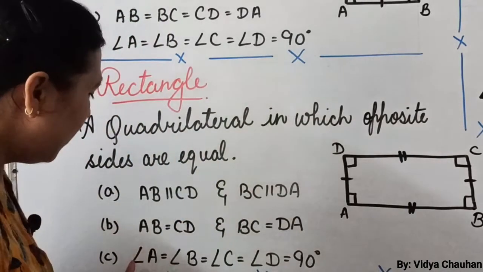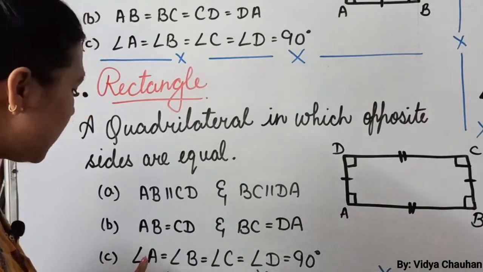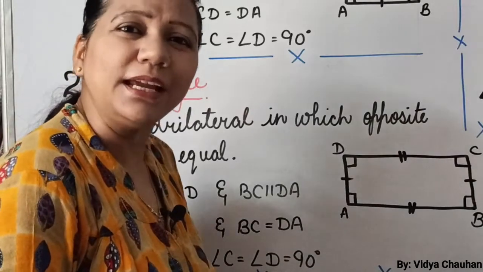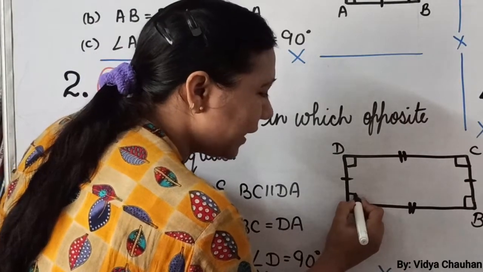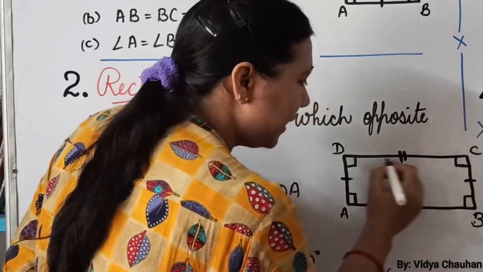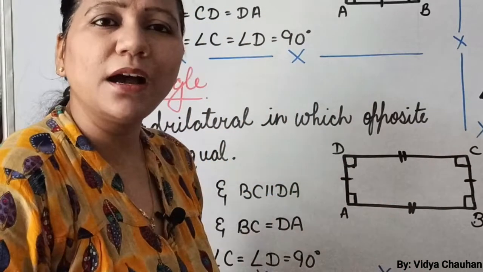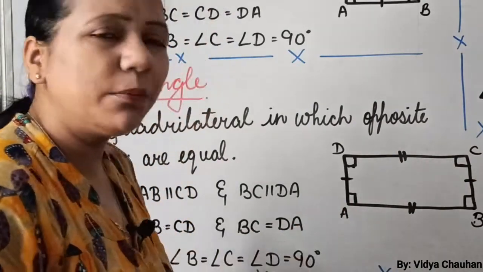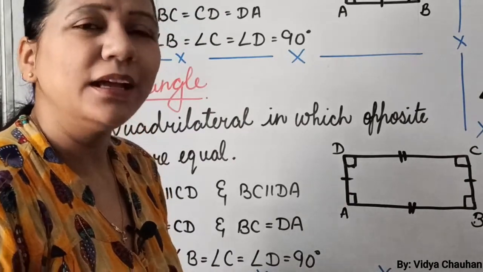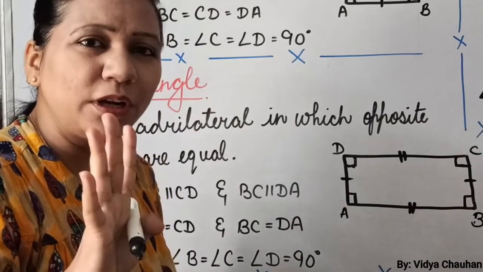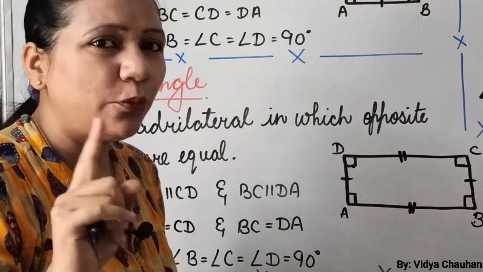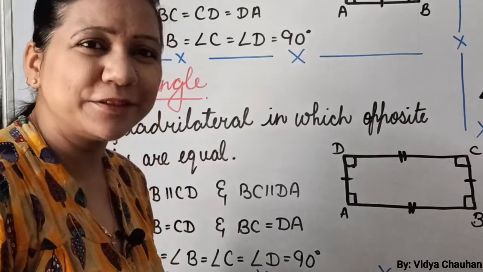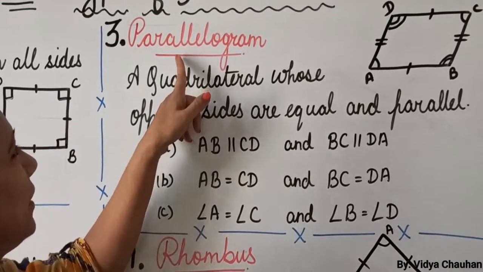One more property due to which it is a rectangle is that all the 4 angles made at the vertices are of 90 degrees. As you can see here, angle A, angle B, angle C and angle D, these 4 angles are 90 degrees. That means they are right angles. This is all about the properties of a rectangle. A rectangle is a shape which has 4 sides, but opposite sides are equal and parallel and all the 4 vertices are of 90 degrees. Clear students?